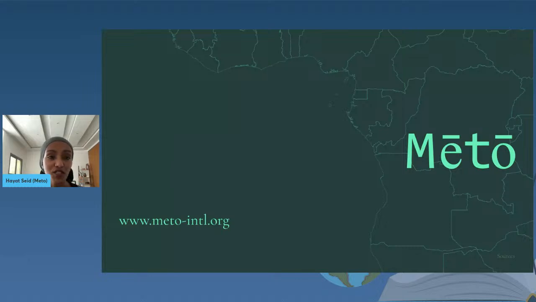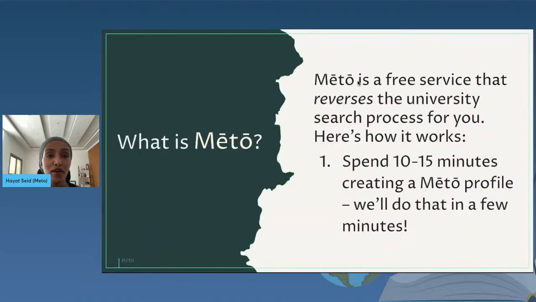All right, so Meto is an online platform that reverses the university search process. This is a nonprofit organization, and so the way in which we work is it's a free platform for students and high schools. So the idea behind Meto is essentially, instead of you having to identify which universities to apply to, universities approach you first and invite you to apply.